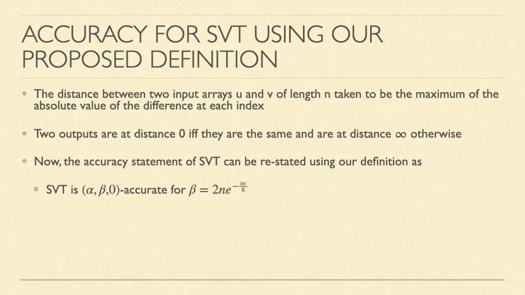Now what we can show is that the accuracy claim for SVT that we encountered before is equivalent to saying that SVT is alpha, beta, 0 accurate for beta given by this expression, 2n e to the minus alpha epsilon by 8.